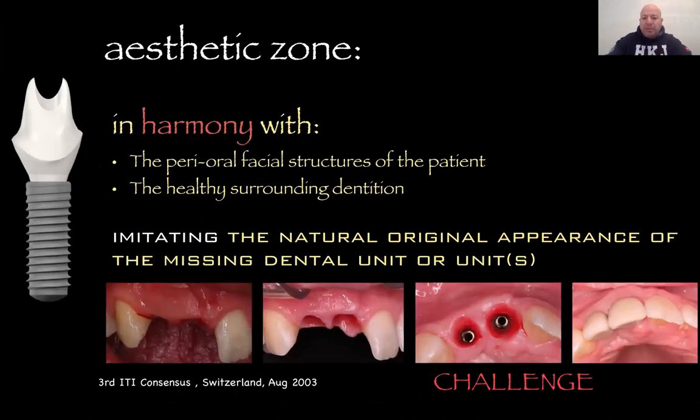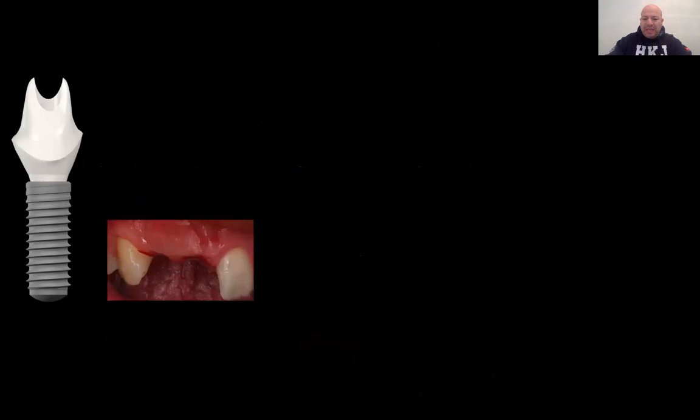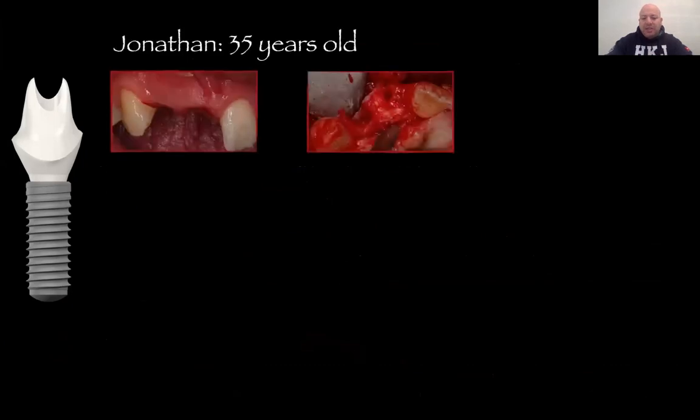What's our outcome? The outcome is we want to achieve harmony. We want to have our final natural results matching the other natural teeth. So we want our implants to mimic nature as much as we can. And this is the challenge. The problem is when you start, you always start from square minus 10.